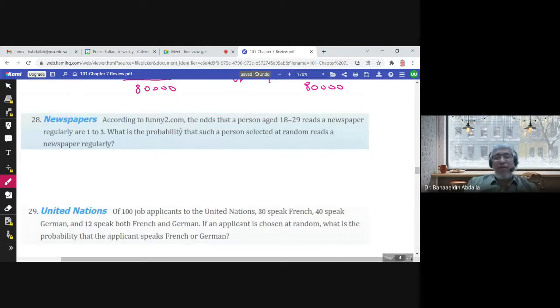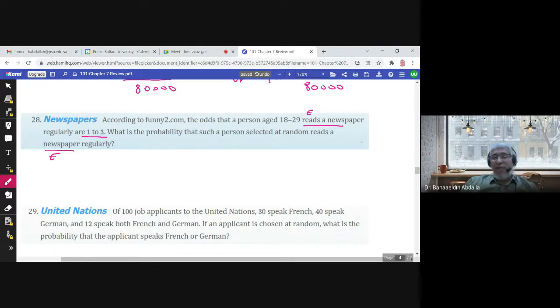According to funny2.com, the odds that a person aged 18 to 29 reads a newspaper regularly are 1 to 3. So this is the odds that the person reads a newspaper regularly. What is the probability that such a person selected at random reads a newspaper? So if we call reads a newspaper E, this is the odds in favor of E, okay? So there is a formula.